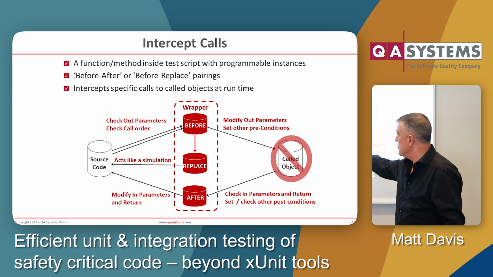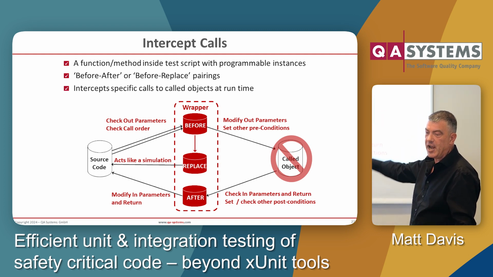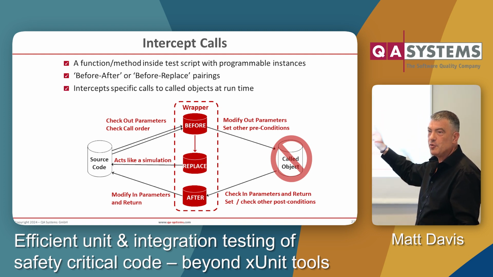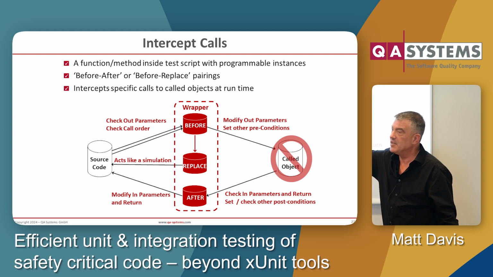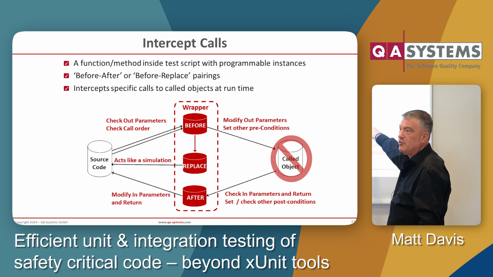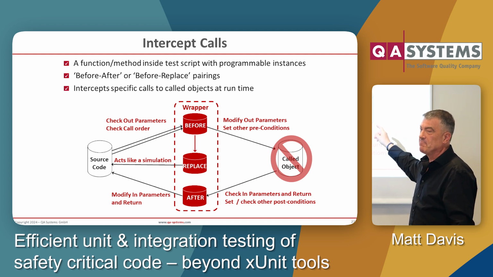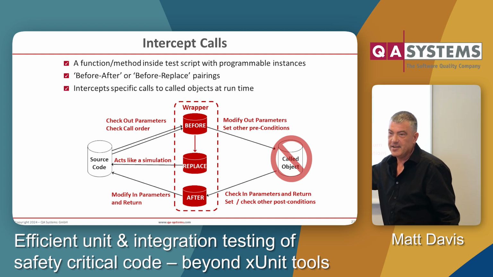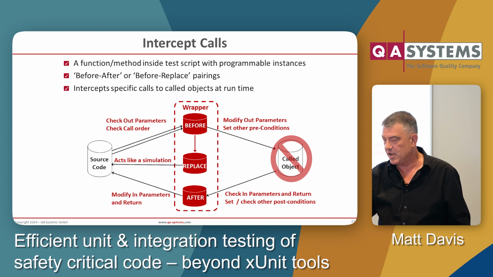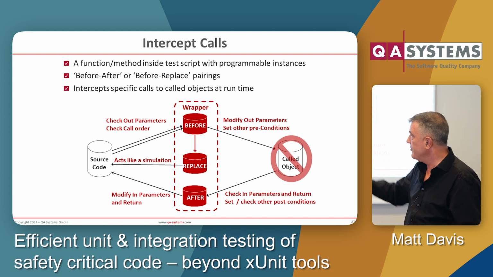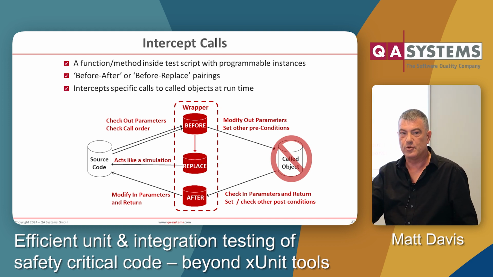But this is the most powerful one. You can check. If you're doing a simulation, you are basically testing your source code when you say this called object does X. And you are assuming the source code, this thing over here, does X. If it's not your code, it might not do X. So you can actually check it at this point, as well as set and check other post conditions, and modify returns and parameters back to the source code.